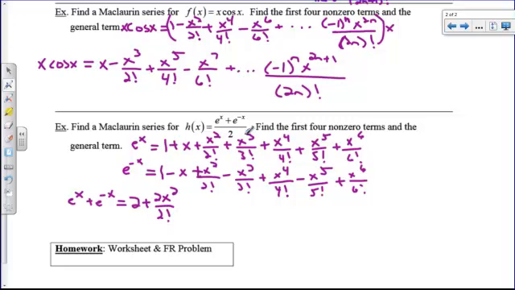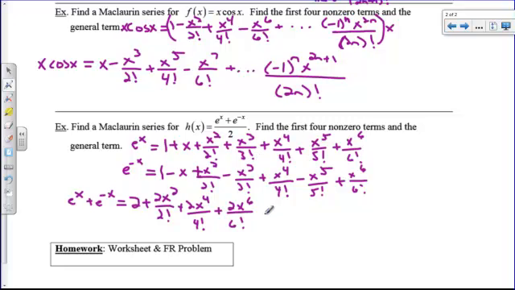And then what happens here? Those cancel. And I get plus 2x to the 4th over 4 factorial. My x to the 5th cancel, and my x to the 6th, I get 2 of those. So that's why I had to go a few more terms, because every odd power of x is going to end up canceling each other.